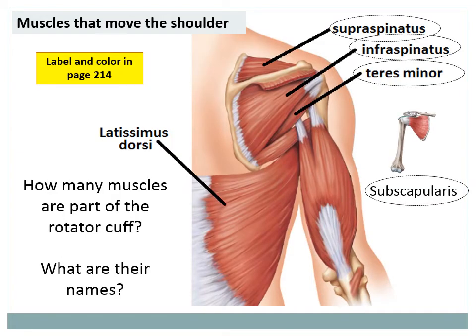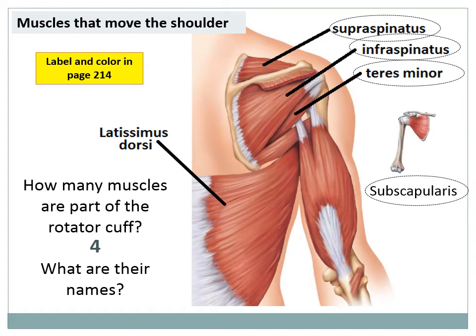So I have circled all of the muscles that are part of the rotator cuff. So how many muscles are part of the rotator cuff? Good. We have 4 muscles that are part of our rotator cuff. Their names: the supraspinatus, the infraspinatus, the teres minor, and the subscapularis. You want to remember that they belong to the rotator cuff.